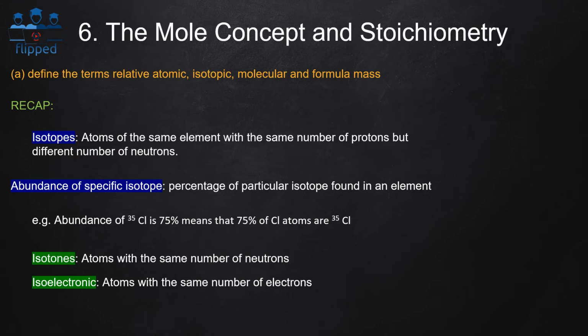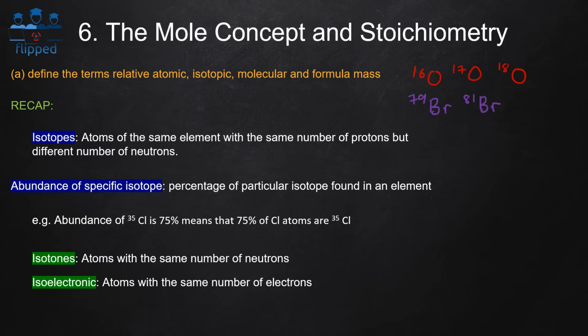Before we move on to the calculation of isotopic, molecular, and formula mass, I want to talk about something called isotopes. Recall that isotopes are atoms with the same number of protons but different numbers of neutrons. Some examples are 16O, which is oxygen, and it can also be 17O or 18O. So these are 3 different isotopes of oxygen. Another example would be bromine, which is 79Br, or it can exist as 81Br. So these are some examples of isotopes.